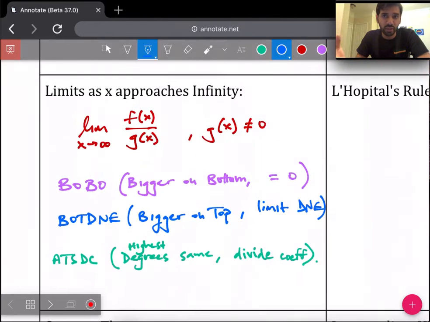The next one is if you get a limit as x approaches infinity. That means x is going towards infinity, and it's usually going to be in fraction form. We use that acronym, BOBO BOTN EATS DC, and you're just comparing the degree of the numerator to the denominator and seeing which one of these three cases it fits into. Based on which one it fits into, you'll know what your limit approaches.